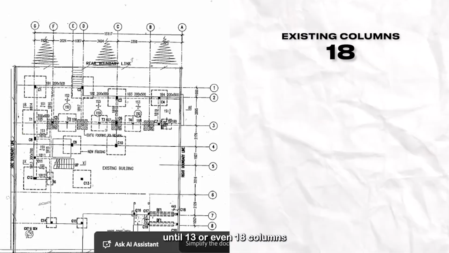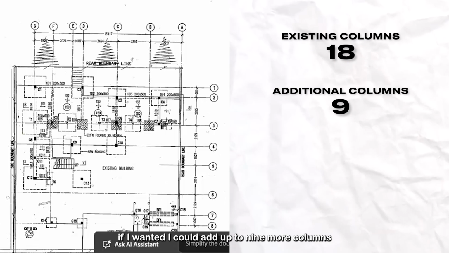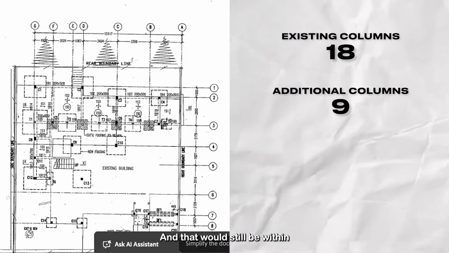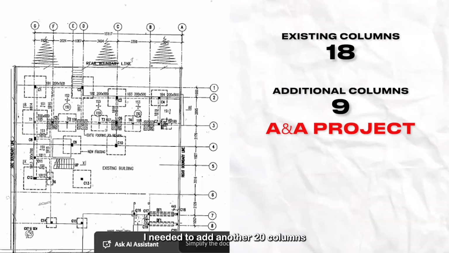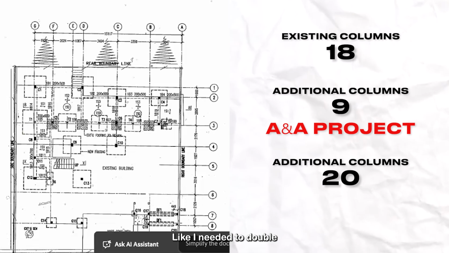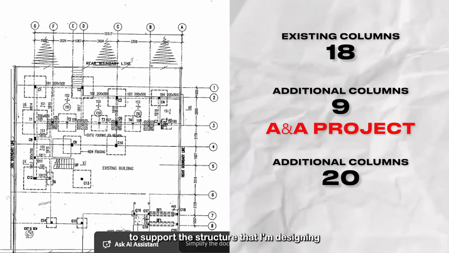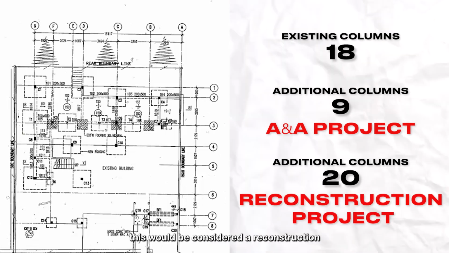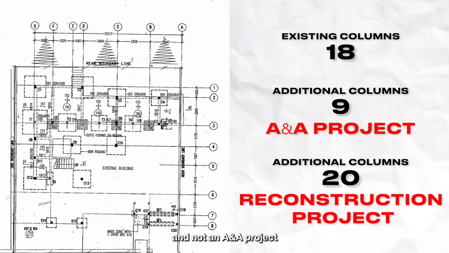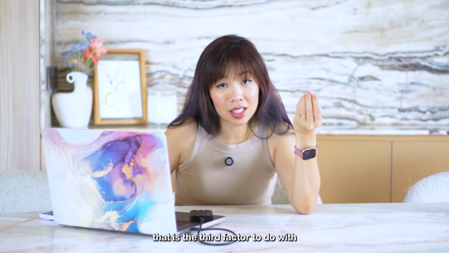Obviously, because there's already so many columns over here, you can see it's numbered until 13 or even 18 columns. If I could add up to 9 more columns, that would still be within an A&A project. So let's say I needed to add another 20 columns, like I needed to double the number of columns to support the structure that I'm designing, then definitely this would be considered a reconstruction and not an A&A project. That is the third factor to do with whether or not you would consider this an A&A or reconstruction project.